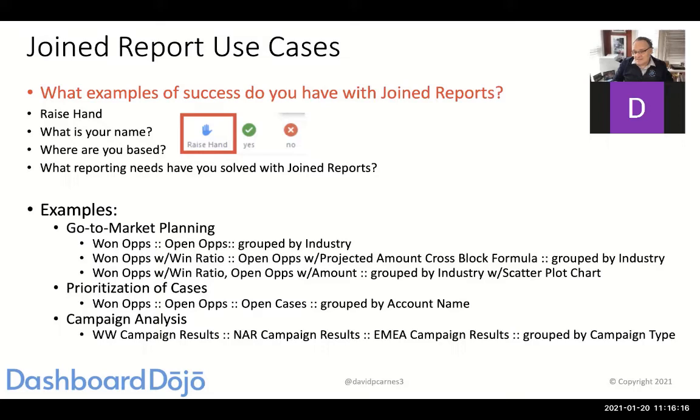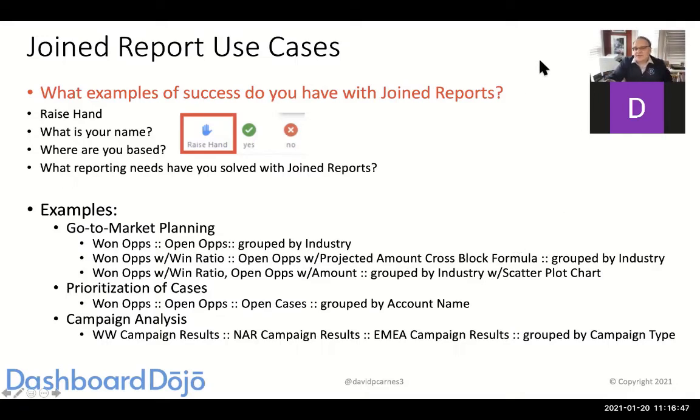It was sometime in the last year and a half, maybe 2 years, that Salesforce opened the gates and allowed us to use the same custom report type or standard report type over and over on a joined report. So this is where we get this bottom example of campaign analysis. You might do your worldwide campaign results and then have campaign results for each region. Maybe you do a cross-block grouping on campaign type, and show metrics for the success.